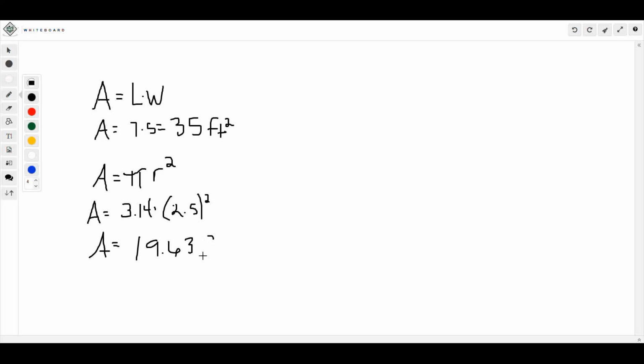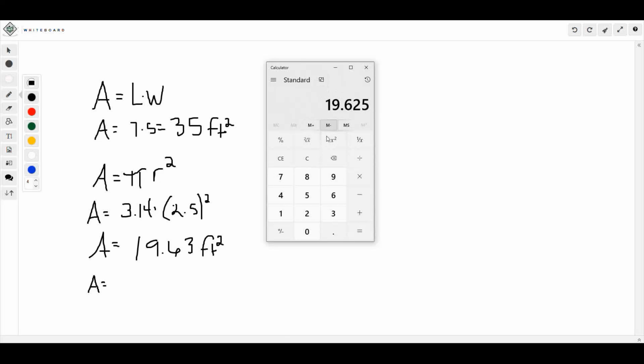And that is square feet. Am I right? Yeah. Now, to find the whole area of that window, we need to add up both areas. So we need to add 35 plus the 19.63. So we get 54. I don't know if we need to round that to 2 or 1. Let's round it just to 1.